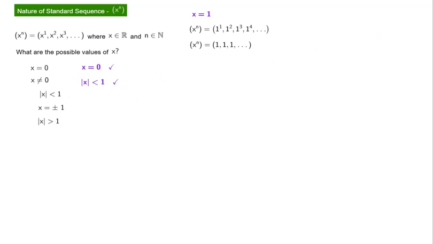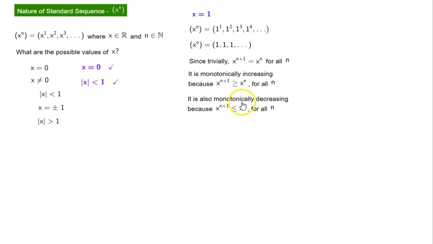Just like in case of 0, trivially, x to the power of n plus 1 is equal to x to the power of n for all n. So it is monotonically increasing because x to the power of n plus 1 is greater than or equal to x to the power of n for all n. Again, here also greater than is not applicable, but equal to is applicable. It is also monotonically decreasing because x to the power of n plus 1 is less than or equal to x to the power of n for all n. Again, only equal to is applicable here.